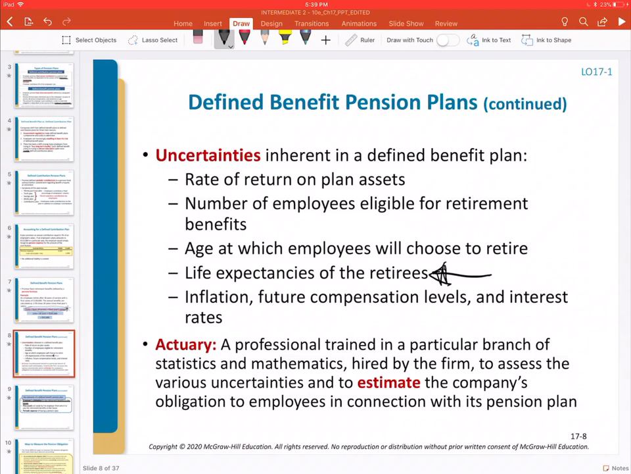Okay, so as we walk our way through these defined benefit plans, we're going to really look at three components, elements, whatever you want to call it, that appear on the financial statements that are directly related to these defined benefit plans.